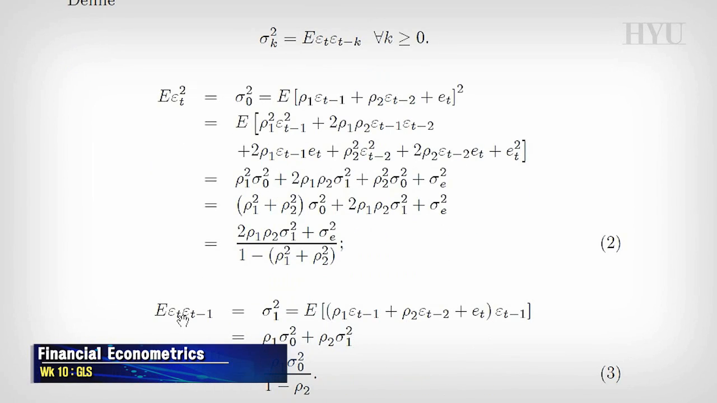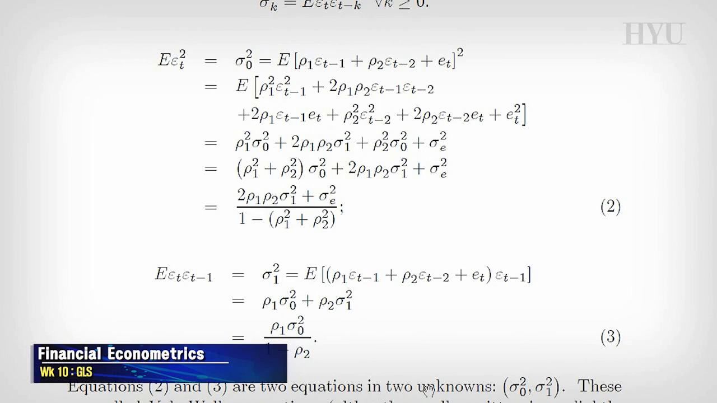And for epsilon t, epsilon t minus 1, suppose this one is sigma 1 square, and then you have rho 1 sigma 0 square plus rho 2 sigma 1 square. Okay? We have 2 equations and 2 unknowns, sigma 0 square and sigma 1 square, so we can solve these 2 equations. These are called the Yule-Walker equations, although usually we do it in a slightly different way, and they can be solved for sigma 0 square and sigma 1 square.